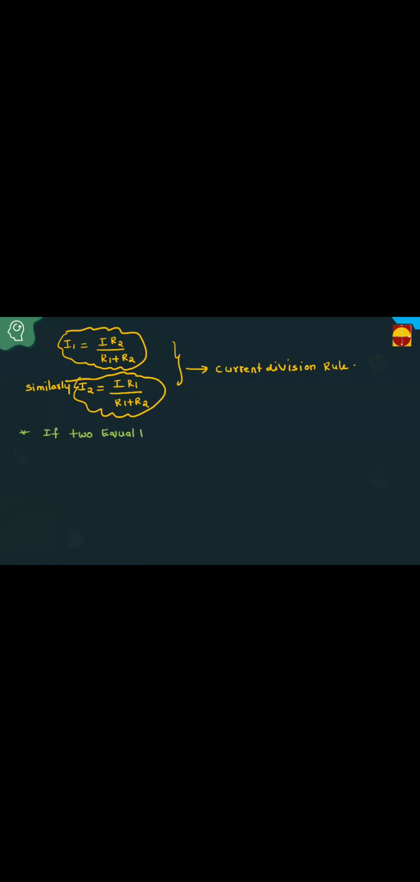if two equal resistors are connected in parallel, then what is R equivalent? That is R1 R2 by R1 plus R2, no? That is R into R by R plus R. This is equal to R by 2, similar to the capacitor series connection concept. Okay, this is for two equal resistors.